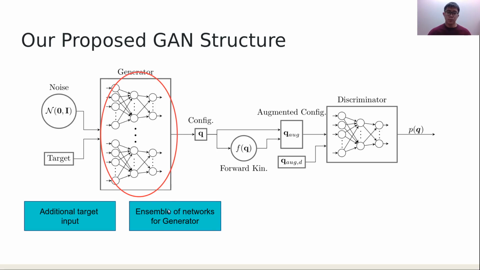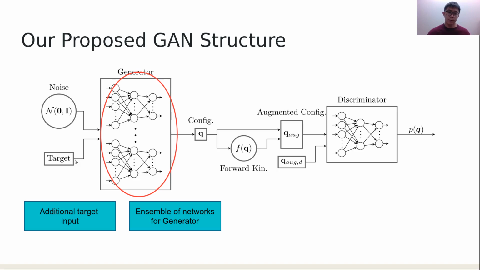Next, we propose to use not a single neural network but an ensemble of neural networks, and each neural network will produce one configuration. We need this because we found that the standard GAN will have problems when the output is multimodal configurations. GAN will tend to converge to one of the modes of the distribution.